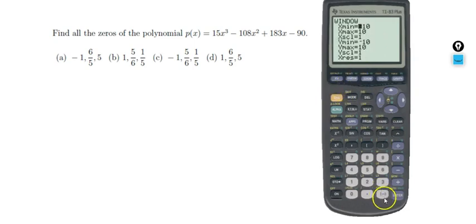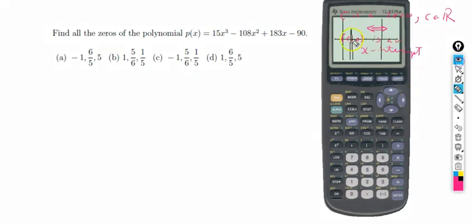I'm going to come here to Window. And now let's see what's happening. Okay, so it definitely looks like I've got an x-intercept here, which is at 5, and I have an x-intercept there, which is at 1, and then a little bit bigger than 1.